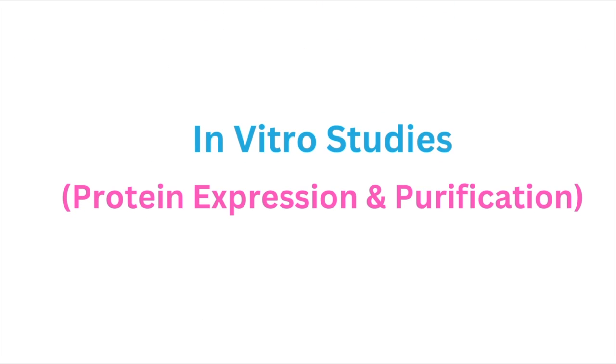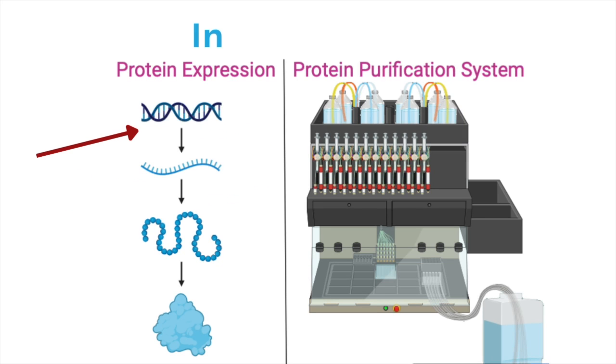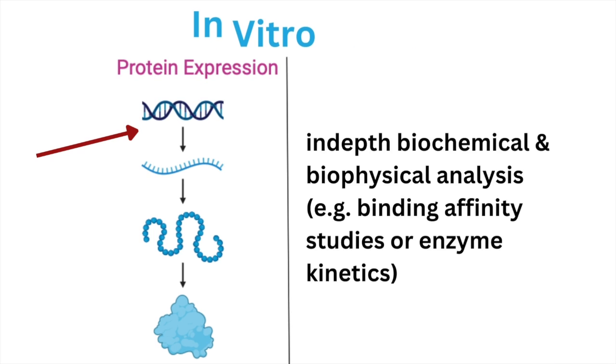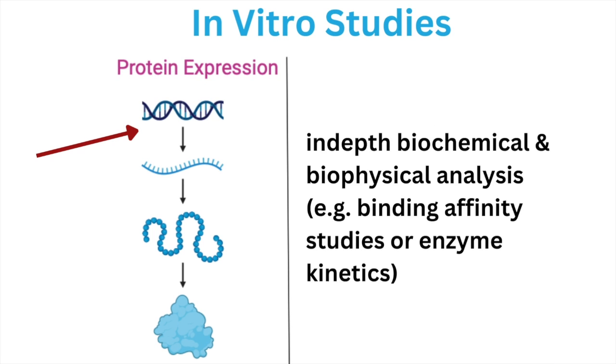A third experiment that can be done under the in vitro studies is protein expression and purification. Here you express and purify the mutant protein or proteins in bacteria or mammalian systems, and this allows for in-depth biochemical and biophysical analysis, such as binding affinity studies or enzyme kinetics. But first, you express the protein and purify it.